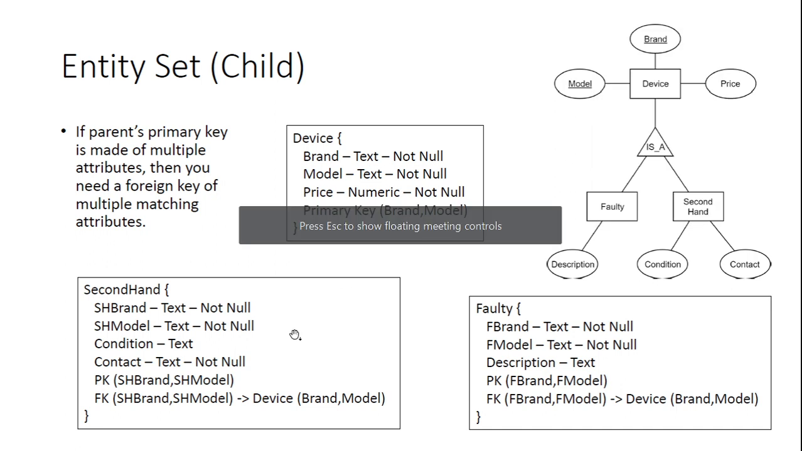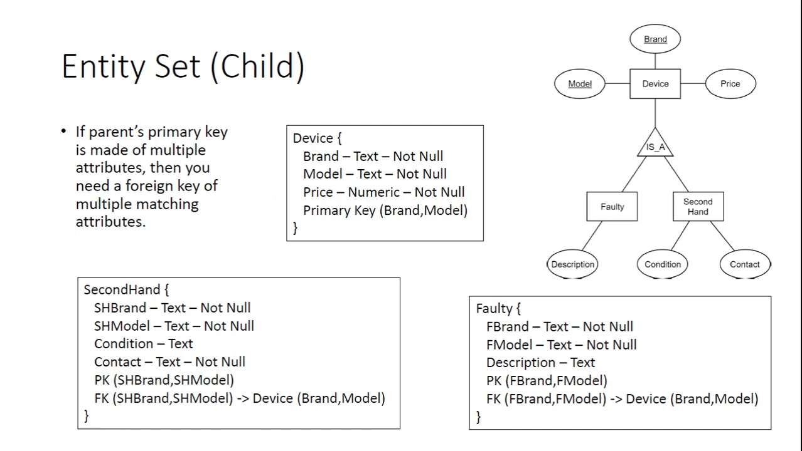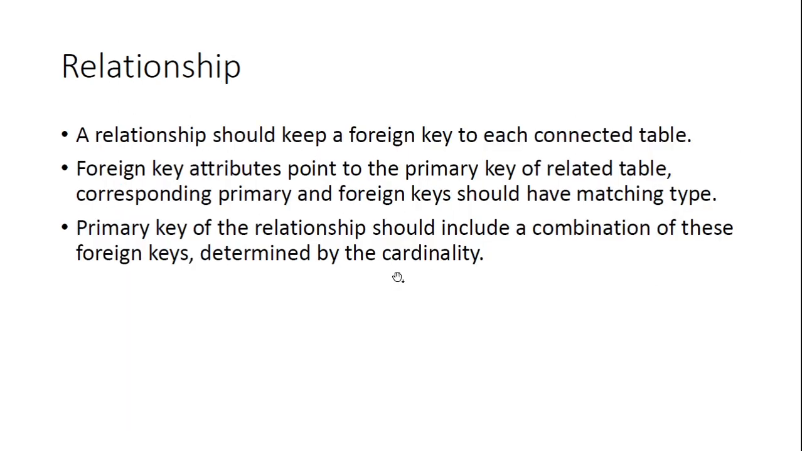So if the primary key of the parent is a composite one, meaning that multiple attributes are the primary key, then for the child entities as well, we need it to be a composite one. So we included multiple attributes in the child tables, and they are both the primary key of these tables, and they are also a foreign key that is going to refer to the parent table. Other than that, this is actually very similar to the last one. If there are additional attributes, we just include those attributes in our relational schema.